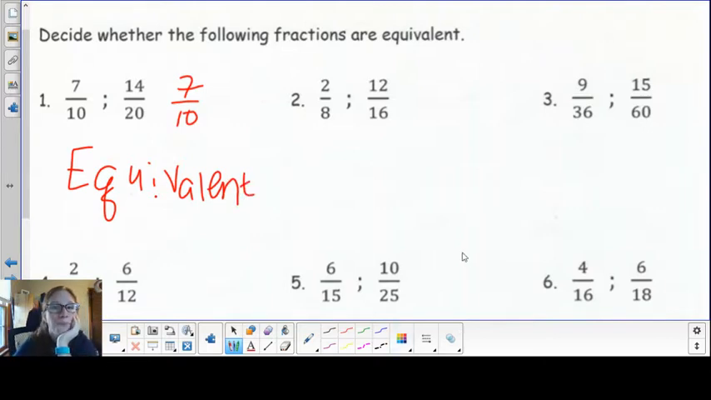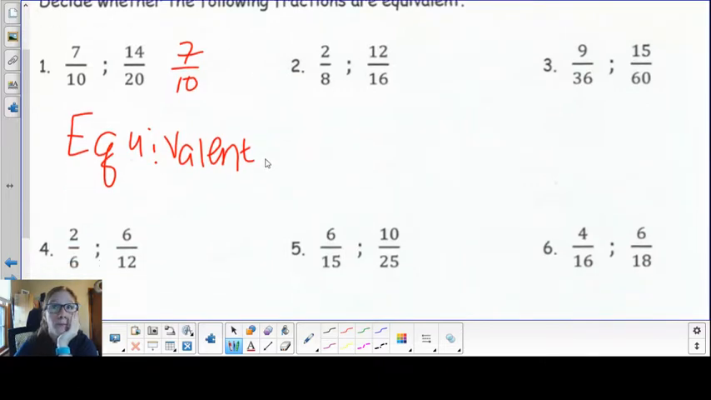Number 2. 2 and 8, is that reduced down? Is that in lowest terms yet? Nope. Okay, so what can go into 2 and 8? Good, 2. So I get 1 over 4. 12 over 16. I can divide both by 4. So what is 12 divided by 4? 3. And 16 divided by 4.